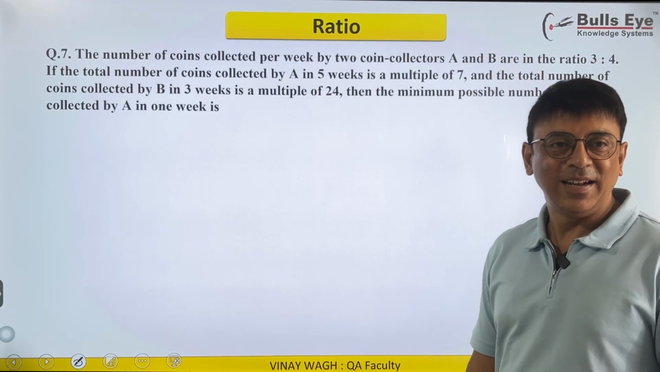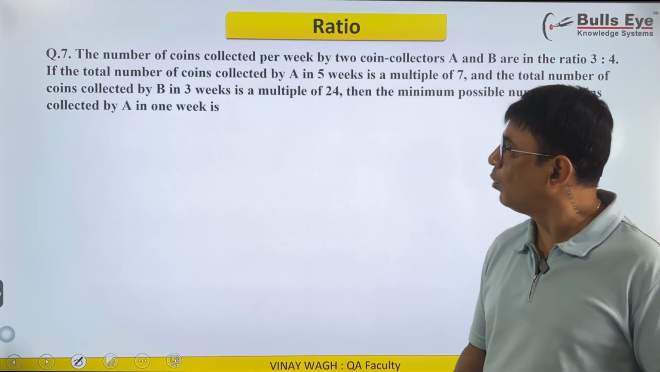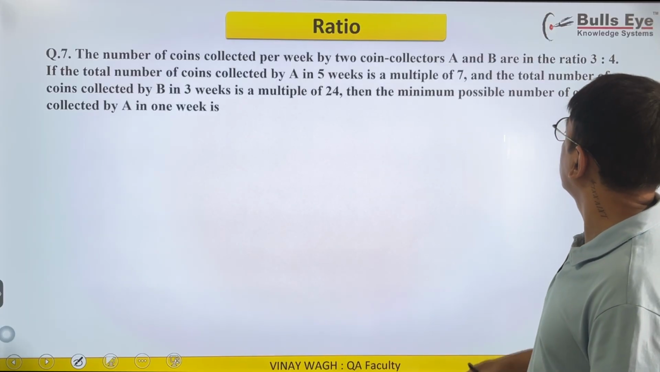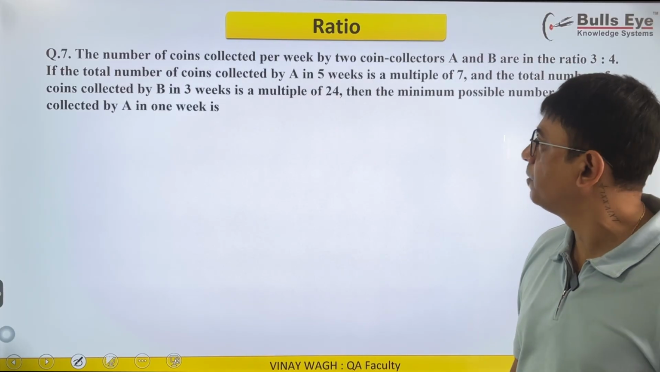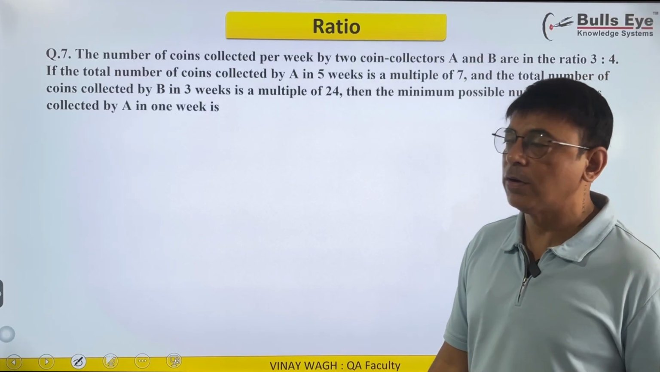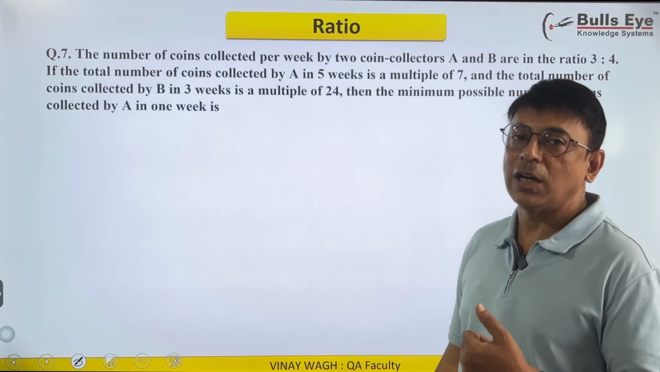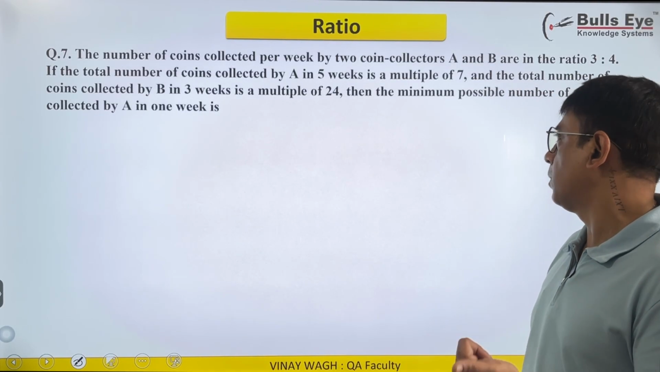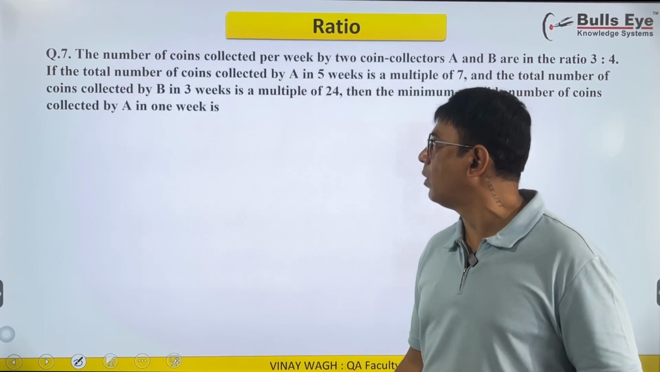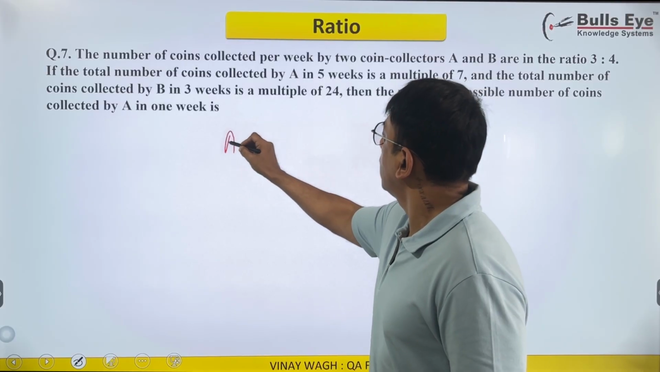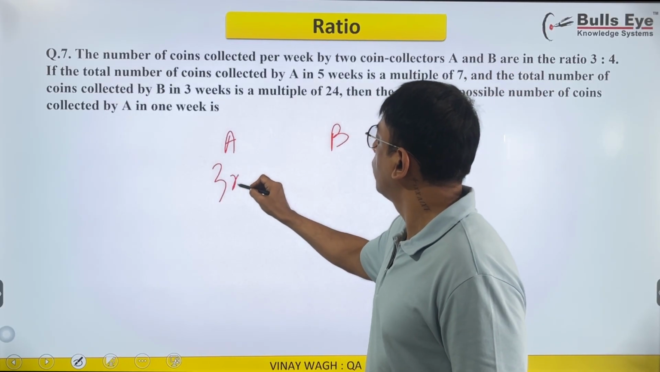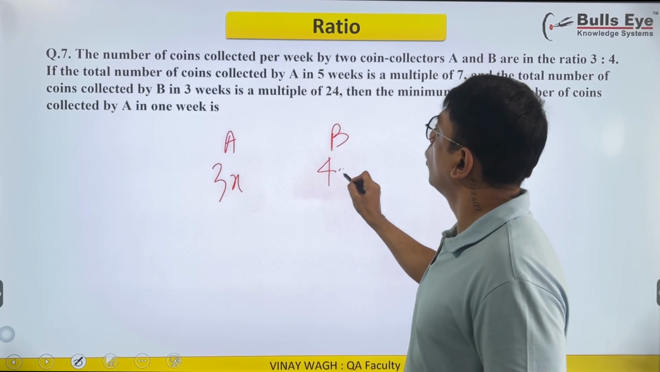Okay. Again, a deviation from replacements and removal. I can see the question in the form of coins. Number of coins collected per week by 2 coin collectors A and B are in the ratio of 3:4. Total number of coins collected by A in 5 weeks is given to us as a multiple of 7. And total number of coins collected by B in 3 weeks is given to us as a multiple of 24. Then the minimum possible number of coins collected by A in 1 week. So, Mr. A, Mr. B, and they have coins in the form of 3x and 4x.